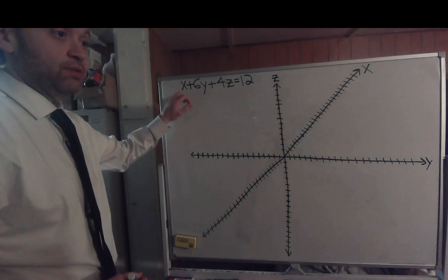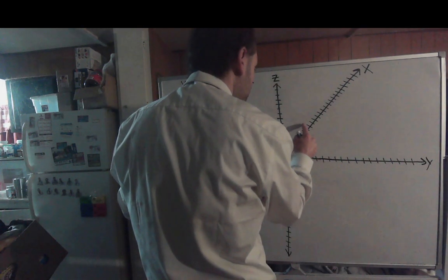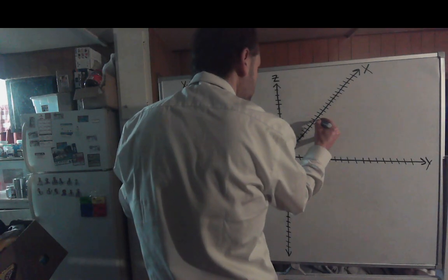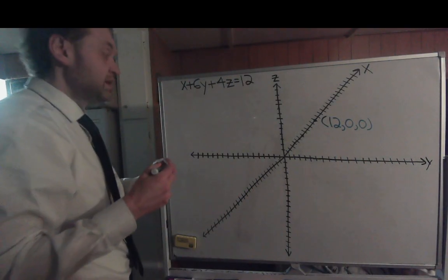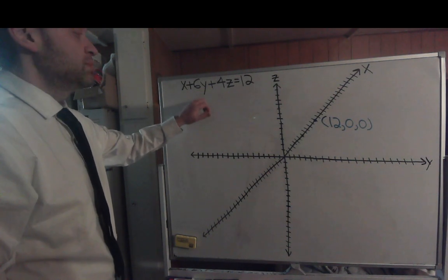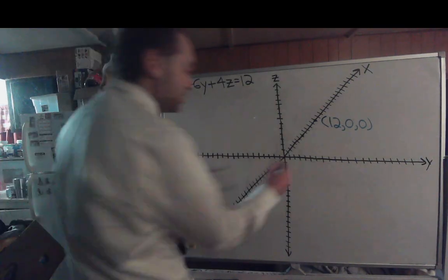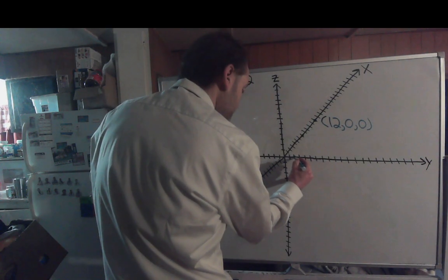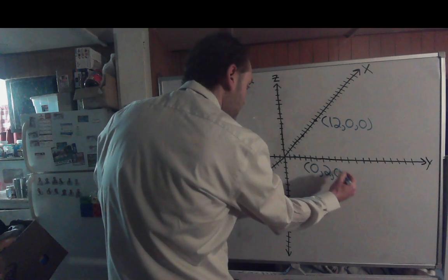That'd be at the point x equals 12, which is the positive x direction. So 1, 2, 3, 4, 5, 6, 7, 8, 9, 10, 11, 12. So your x-intercept would be at the point 12, 0, 0. Now your y-intercept, to solve for that, set both x and z equal to 0. You would get 6y equals 12, which would put you at y equals 2. So there's the y equals 2. So your y-intercept is going to be at 0, 2, 0.